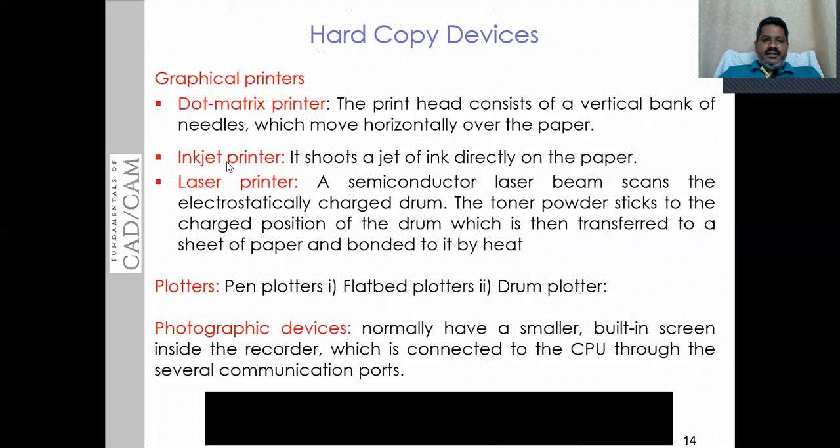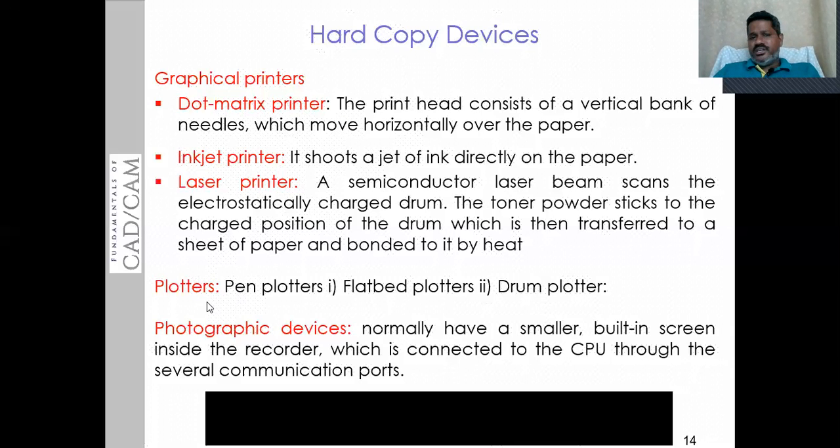Dot matrix printer, inkjet printer, laser printer, these are extensively used to get the output in the form of hard copy. Laser is frequently used. Dot matrix and inkjet printers are rarely used. These are very cheap. The cost of the print is very cheap with the dot matrix and inkjet printer. Laser is a bit costlier than inkjet and dot matrix.